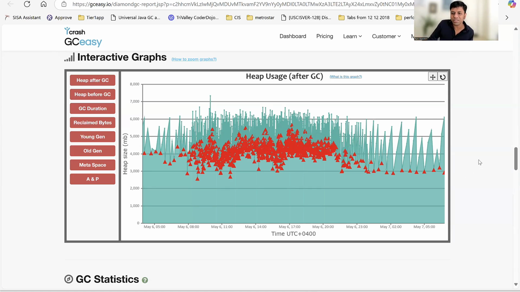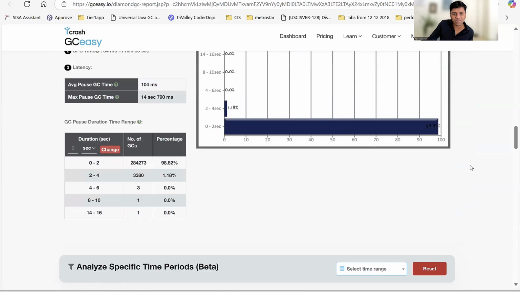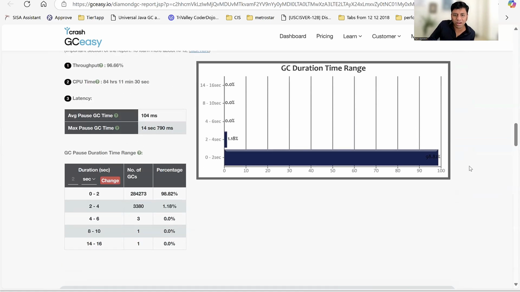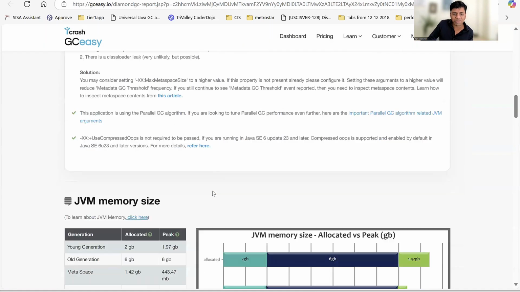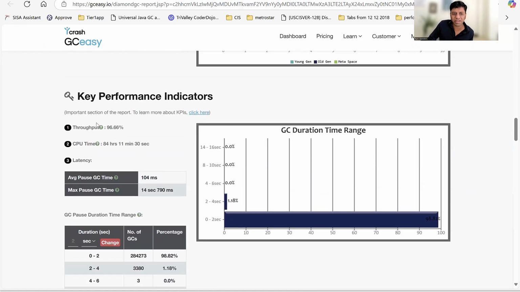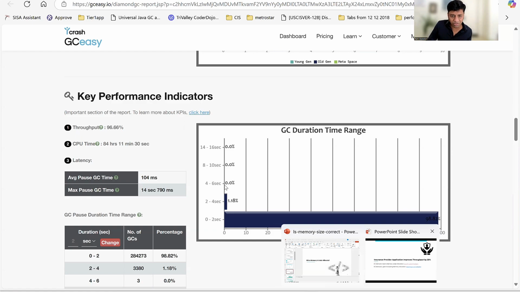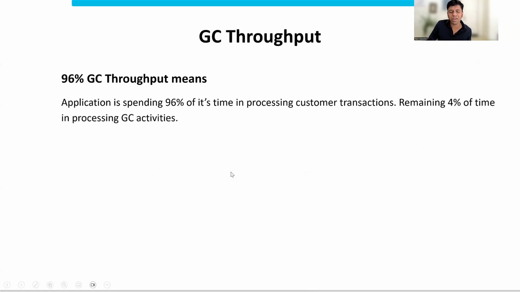See, friends, when this kind of thing happens, you're going to see a warning called consecutive full GCs. But when this happens, one of the primary KPIs when it comes to GC tuning is called throughput. See, this throughput percentage is reported as 96.6%. What is this GC throughput, my friends? What does GC throughput mean? Let's study that briefly.